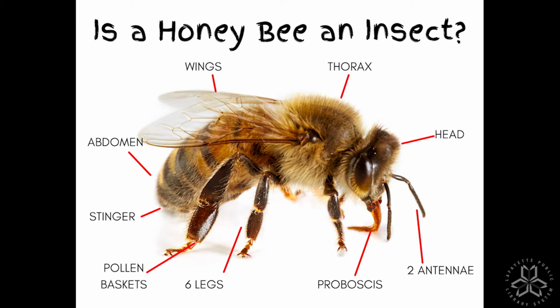And these hind legs back here, if you look closely at them, the hind legs they have stiff hairs on them that help the bee carry pollen. So these are known as pollen baskets. You can see those stiff hairs sticking out, and that's the bee's pollen baskets.